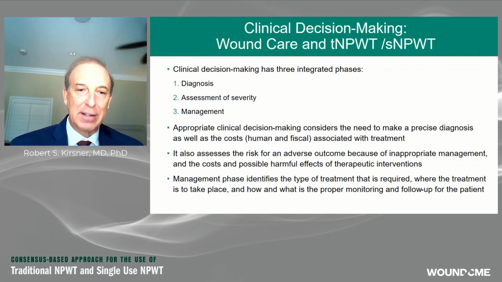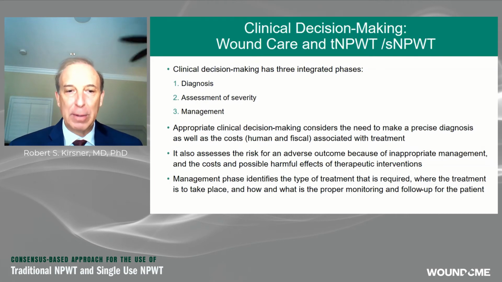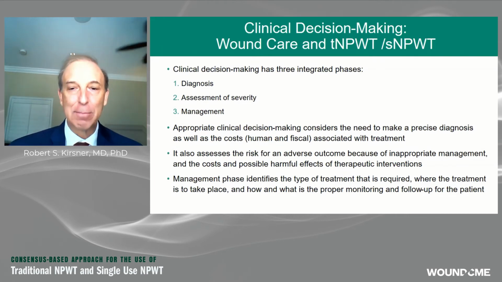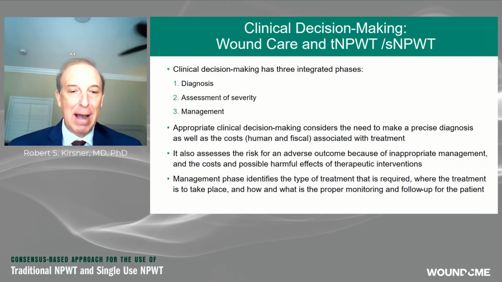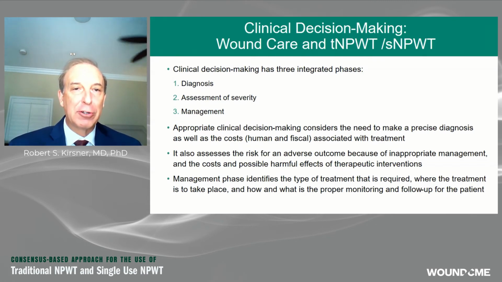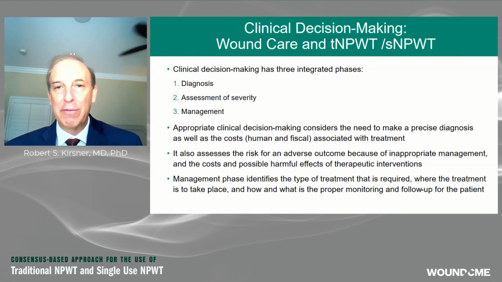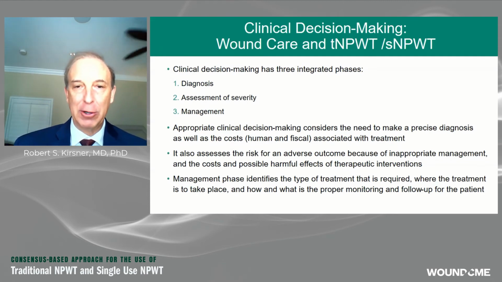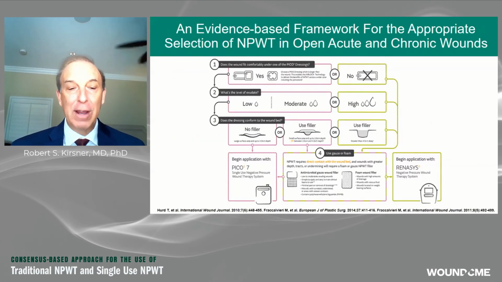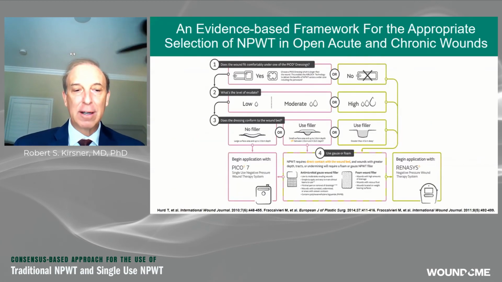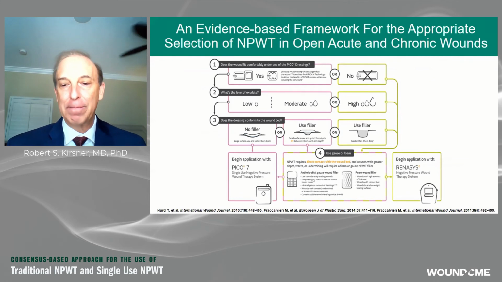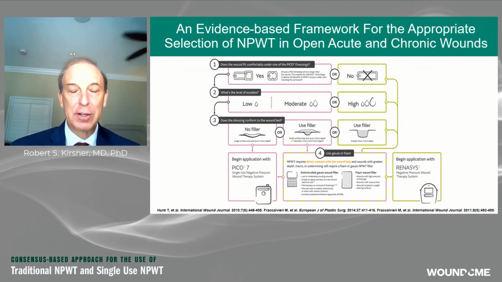It's important to assess the risk for adverse outcomes, because that may also impact costs, and that's important to determining what would be the right management. And this management really talks about what type of negative pressure for which patient and when, and the institution of that therapy and the follow-up of patients. So we've published this recent algorithm just this year.